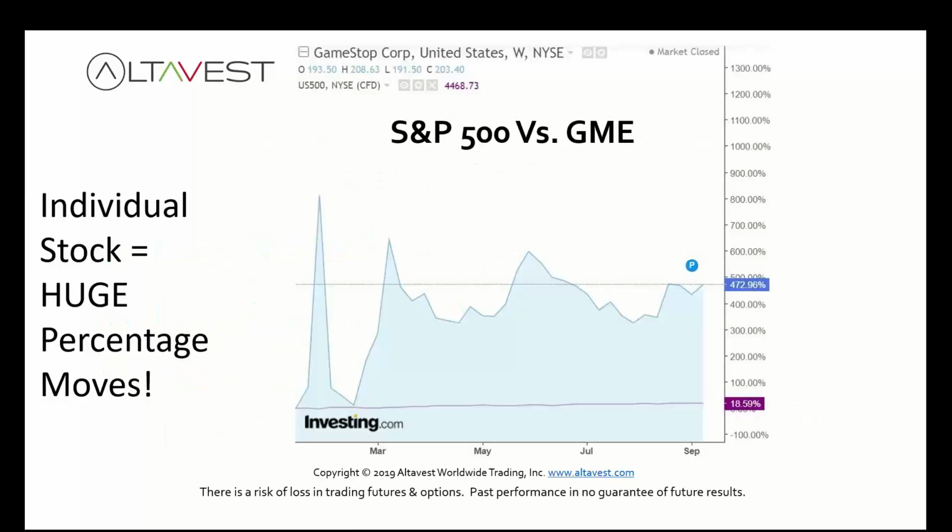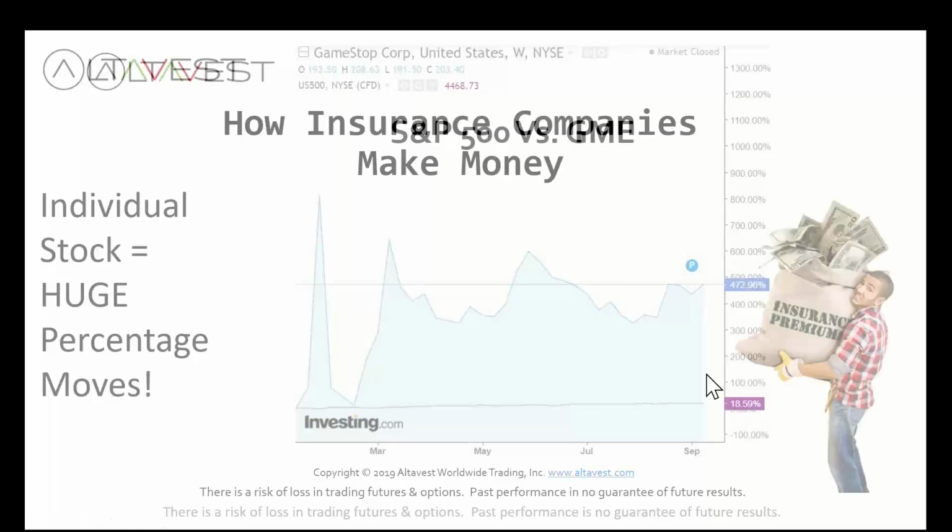Now here's an example. This is kind of exaggerated, but look at this. I had to laugh. This little line here that basically looks flat, that's the performance of the S&P 500 in comparison to GameStop. Look at that. So you talk about volatile. And of course, that's an exaggerated example, but it almost looks like there's no movement at all on the index compared to that individual stock.